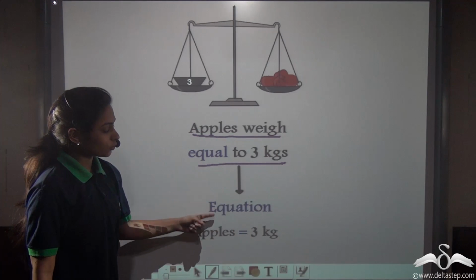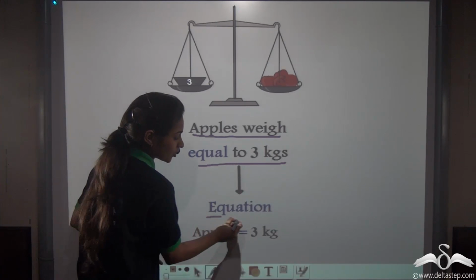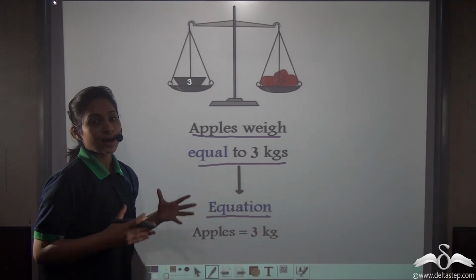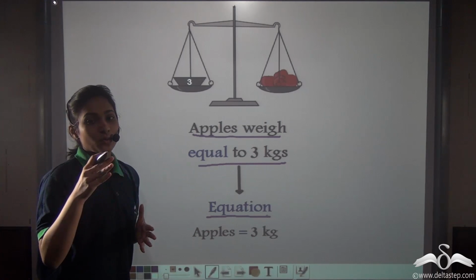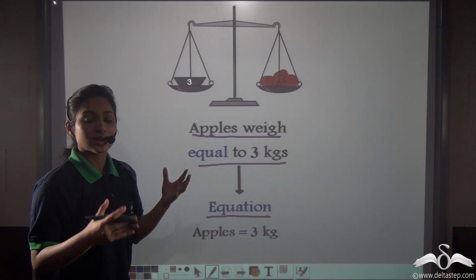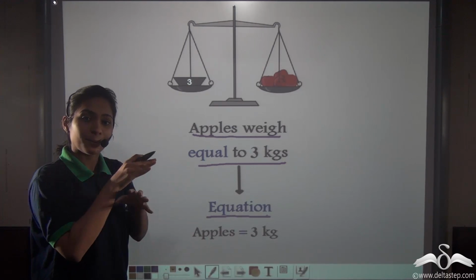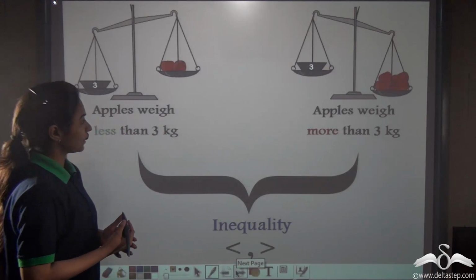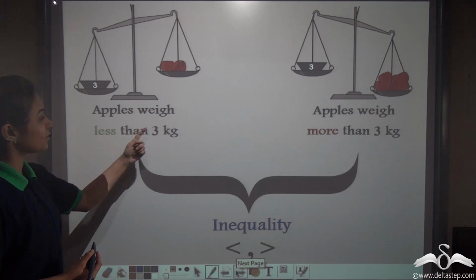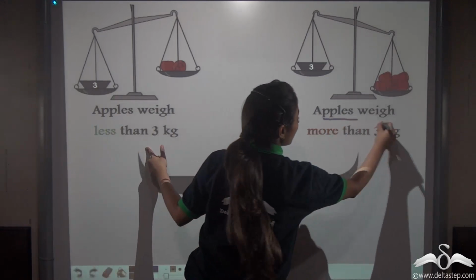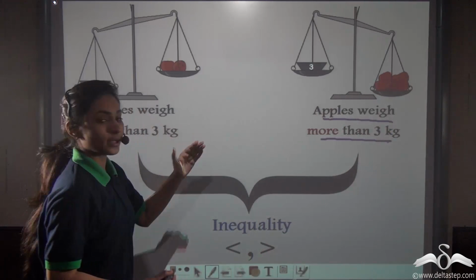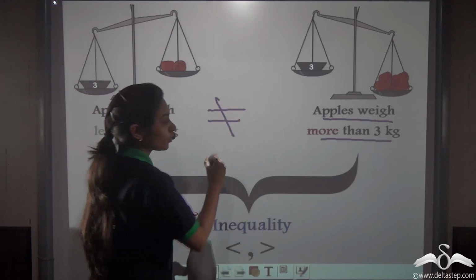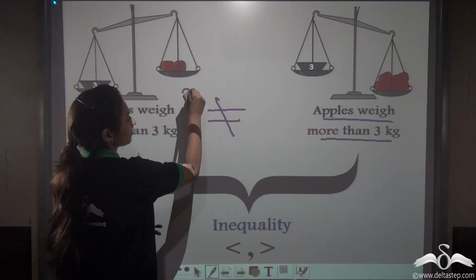So apples equal to 3 kgs is actually what? An equation. But as soon as he put the apples on the other side, it did not become equal to 3 kgs. It was sometimes less than 3 kg, sometimes more than 3 kg, and finally he balanced it to be equal to 3 kg. So you can say that when apples weighed less than 3 kgs or apples weighed more than 3 kgs, these are what? Inequalities. Here apples are not equal to 3 kgs, right?